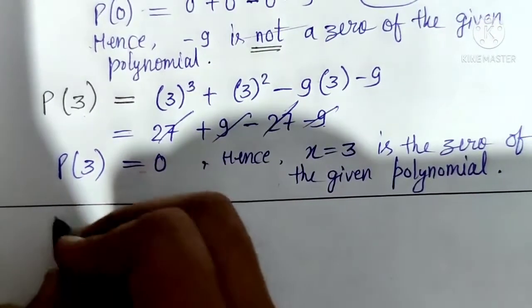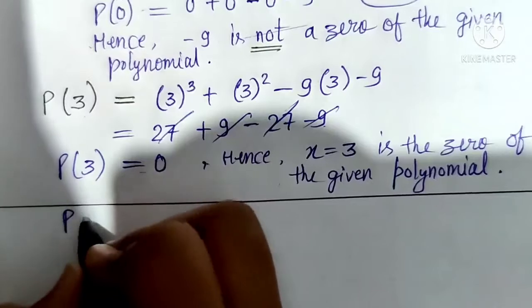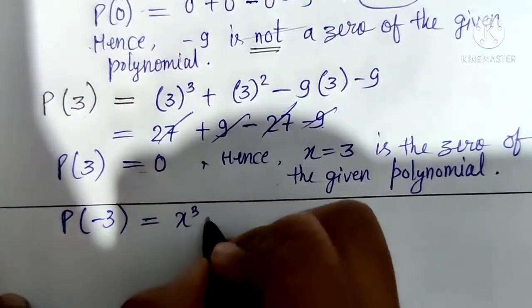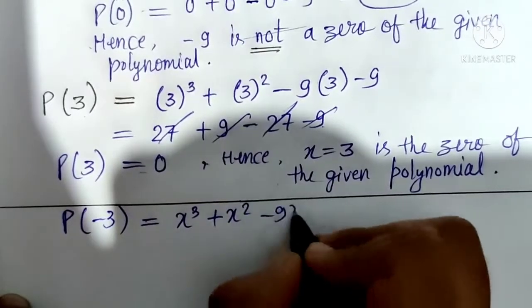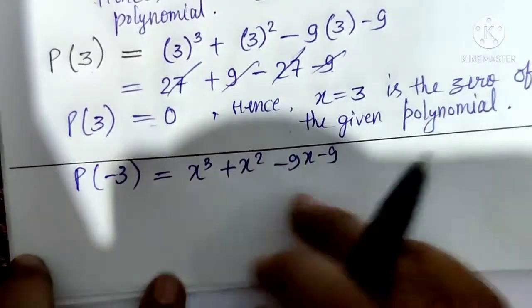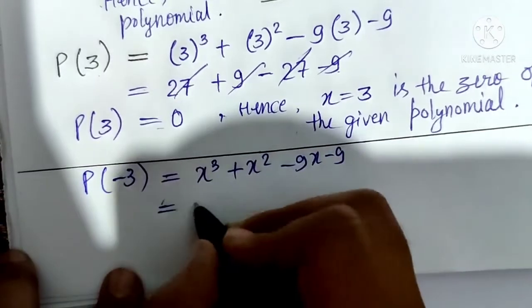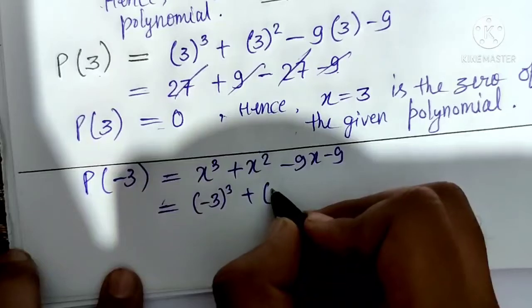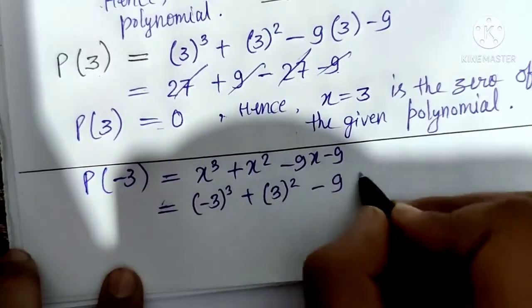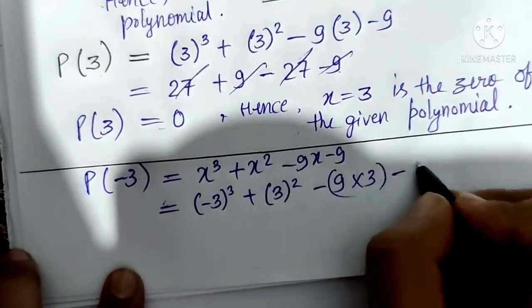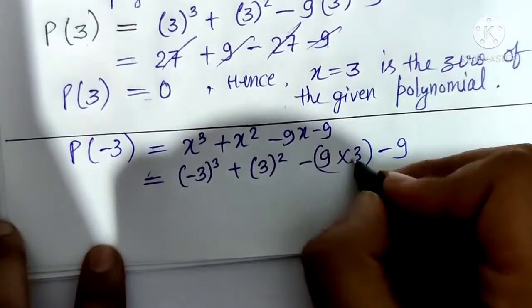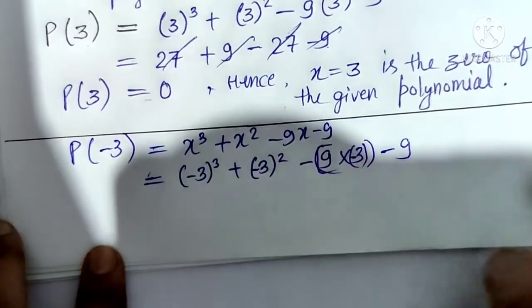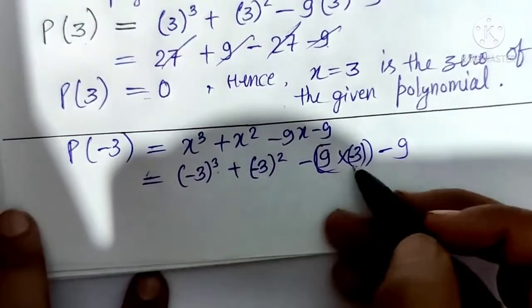Now we have to put x = minus 3. So wherever x comes, as the polynomial was x cube plus x square minus 9x minus 9, this was our equation, wherever x comes we have to put minus 3. Minus 3 whole cube plus minus 3 whole square minus 9 multiplied by minus 3 minus 9. So wherever x is there, we are putting minus 3.